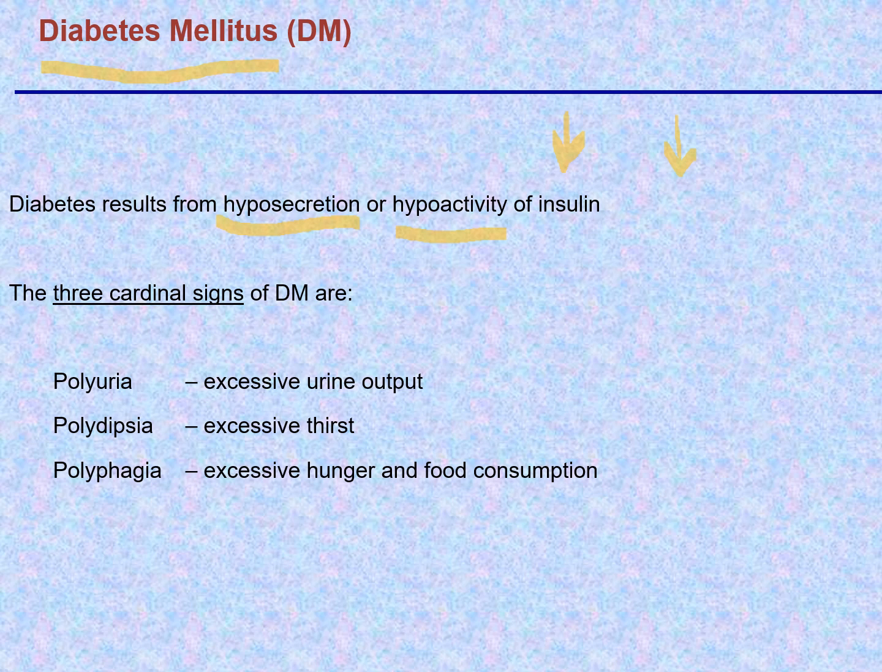There are three cardinal signs of diabetes mellitus. They are as follows: polyuria, polydipsia, and polyphagia. Polyuria is excess urine output. Polydipsia is excess thirst, and polyphagia is excess eating or hunger. Those are three characteristic signs that go with onset of diabetes mellitus.